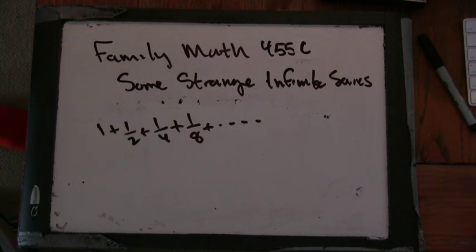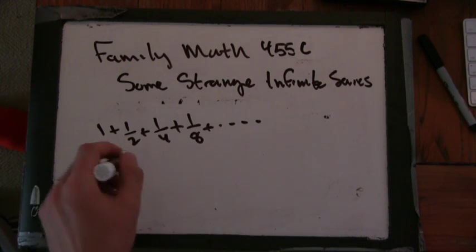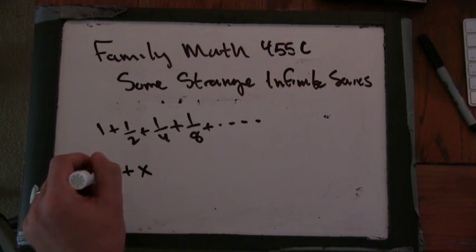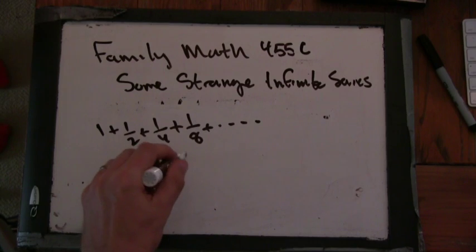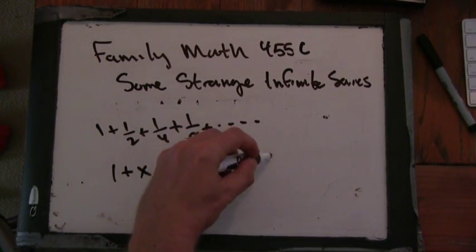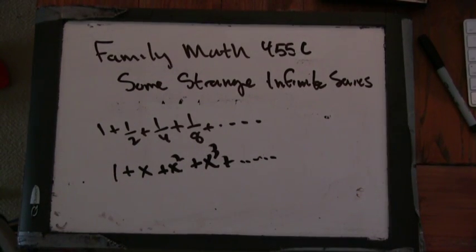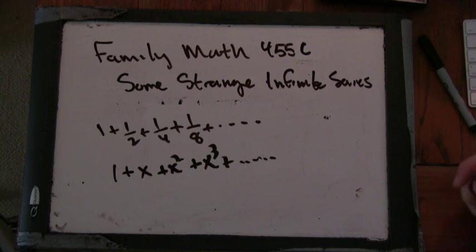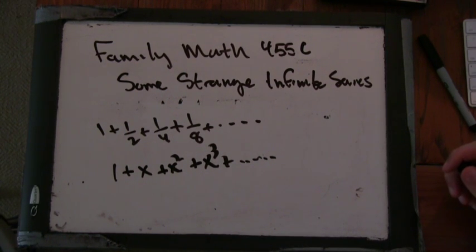Just for simplicity, I'm going to say a geometric series is 1 plus some number, it doesn't matter what it is, x, plus x squared, plus x cubed, plus all the way on forever, an infinite geometric series. So in this series here, 1 plus a half plus a fourth plus an eighth, what is x? X is a half. What's x squared? A fourth. Is a half squared a fourth? What's x cubed? An eighth. Is a half cubed an eighth? Yeah.